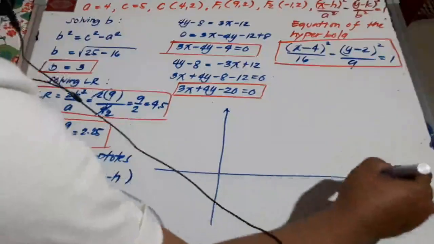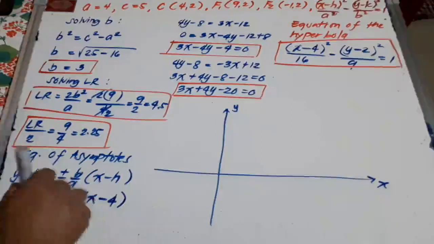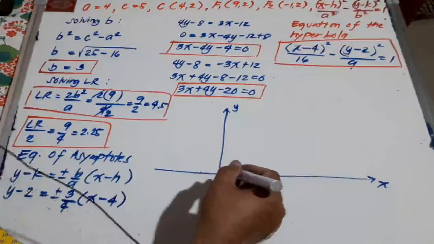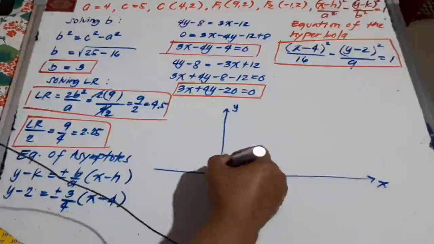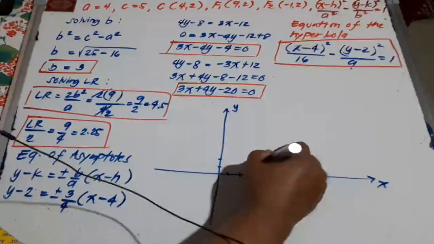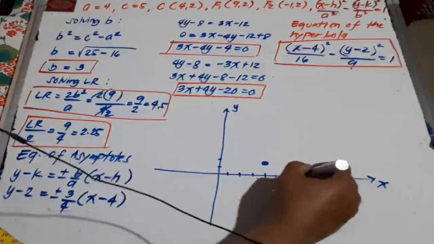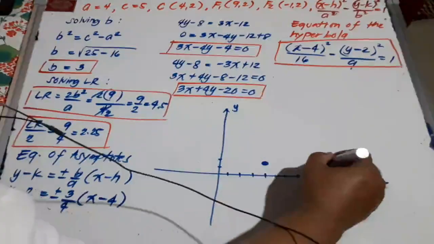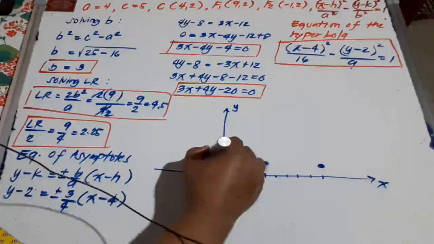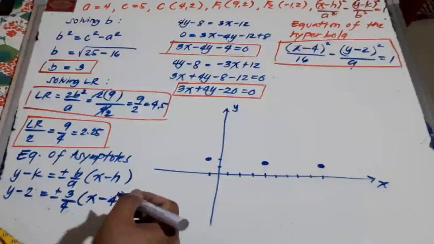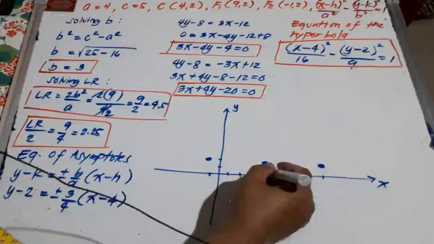Okay. Yung munang center, 4, 2. So, 1, 2, 3, 4, 1, 2. So, nandito yung center. Then, foci natin, 9, 2, 4, 5, 6, 7, 8, 9, 2. Then, sa negative 1, 2. Okay. Ang tagilid. Okay. So, ito yung ating center, 4, 2.